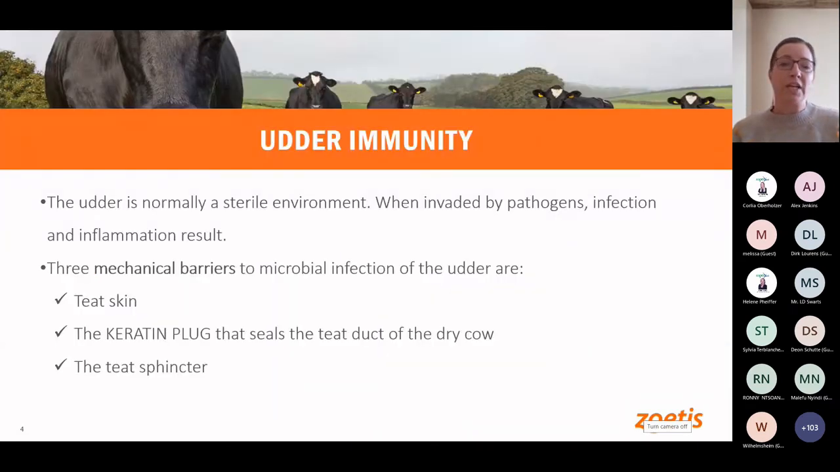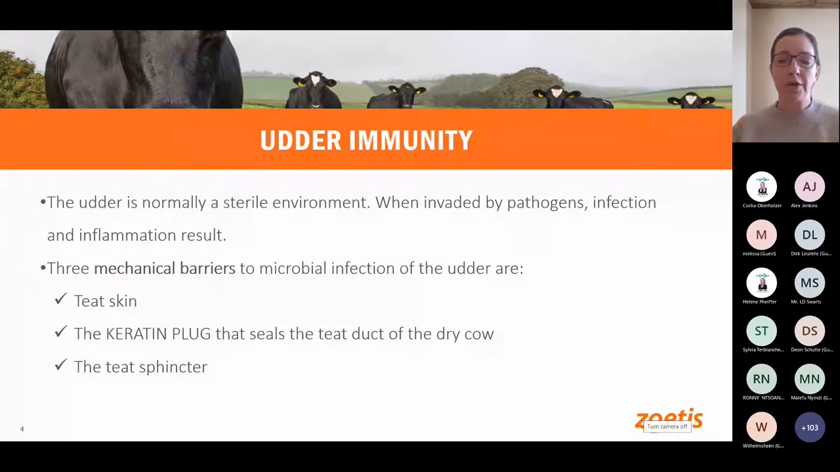Right, so when we look at the udder, usually it's quite sterile, but when a pathogen manages to enter, that is when we see infection, and that is when we see inflammation, usually. Right, so I've spoken about those physical barriers, in other words, that first line of defense, right? And those include the teat skin, the keratin plug that can seal that teat duct or teat canal, and then the teat sphincter at the end of the teat canal.